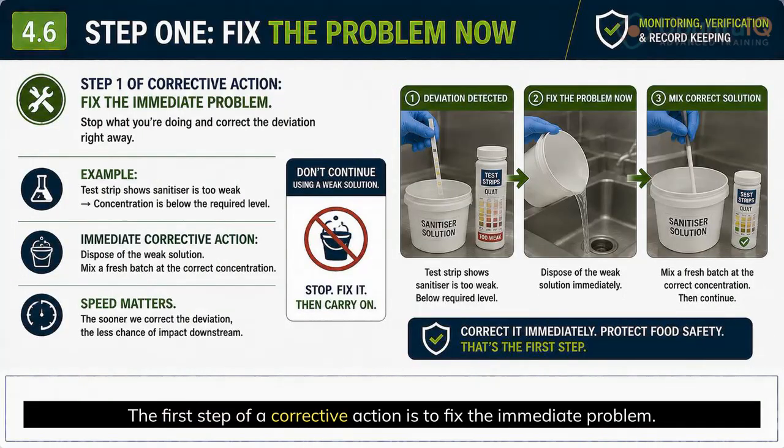The first step of a corrective action is to fix the immediate problem. Stop what you're doing and correct the deviation right away. Let's say you dip a test strip into your sanitizer bucket, and the result comes back too weak. The concentration is below the required level. The immediate corrective action is straightforward. Dispose of that weak solution, and mix a fresh batch at the correct concentration. You don't continue using the weak sanitizer while you think about it. You stop, fix it, and only then carry on. Speed matters here. The sooner we correct the deviation, the less chance there is that anything is affected downstream.